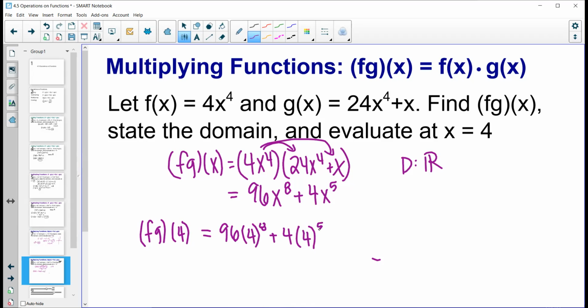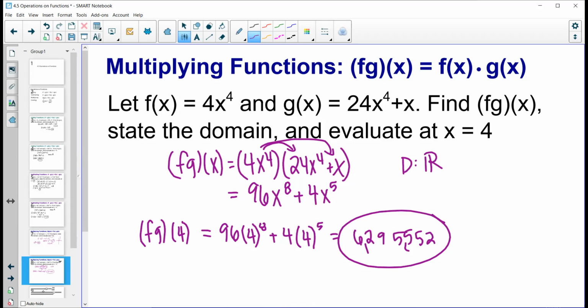Now I'm telling you, this is going to be one big number. 96 times 4 to the power of 8, plus 4 times 4 to the power of 5, is going to give us a whopping 6,295,552. Wow, that is a big number.